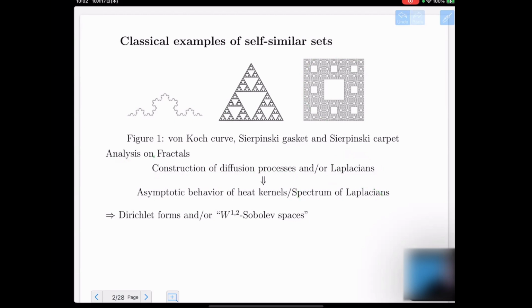And this type of analysis corresponds to the analysis of W^{1,2} Sobolev spaces. Because behind the diffusion processes there are always quadratic forms called Dirichlet forms, and the domain of the Dirichlet form corresponds to the W^{1,2} Sobolev space.